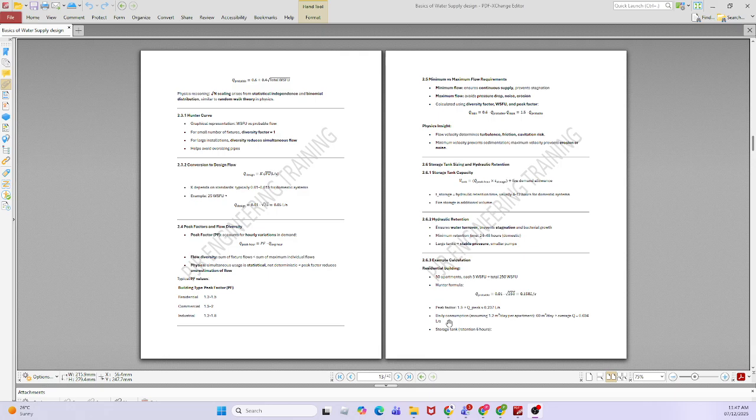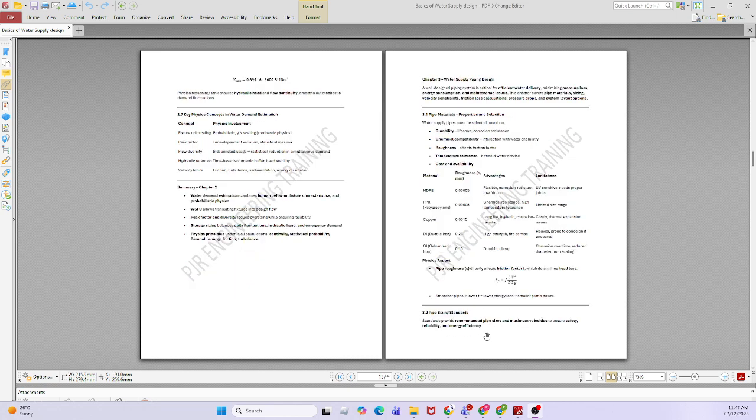The daily consumption, assuming 1.25 meter cube per day per apartment. You have 50 apartments, so it gives you 60 meter cube per day. So Q average is 60 meter cube per day, and you can convert that into Q average. Then you have a retention of 6 hours. You multiply, and you will get the volume of the tank, right?